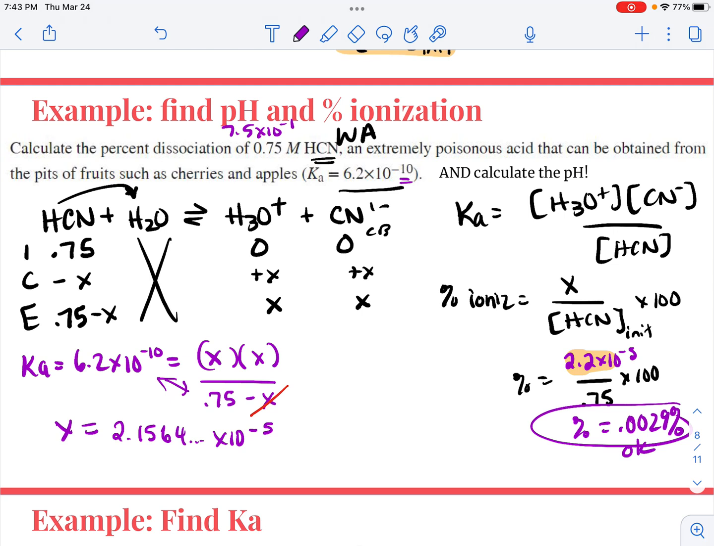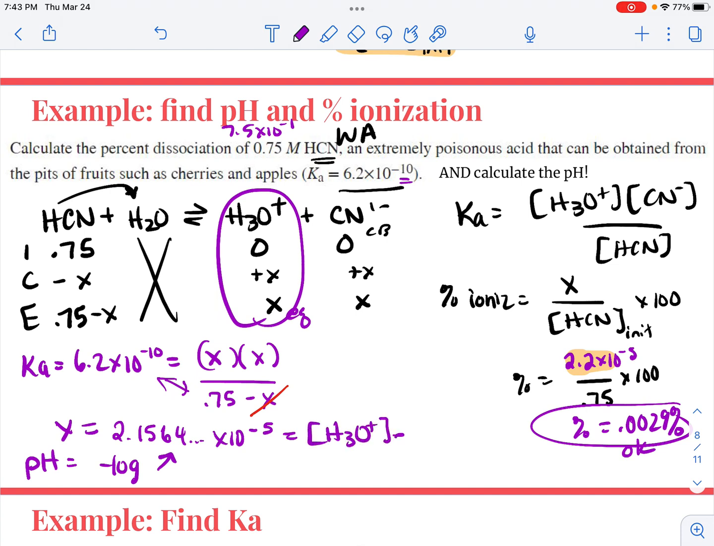Okay, now they also want pH, so I have to remind myself that the X is the hydronium ion concentration at equilibrium. So that means that if I want pH, it's going to be the negative log of X, because this is the hydronium at equilibrium. So I'm going to take negative log of X, and I just usually leave it in my calculator. When I do that, I get 4.66627, maybe some more numbers after that. I have 2 significant figures, so that means that I'm going to keep 2 places after the decimal in my pH, which makes it 4.67.